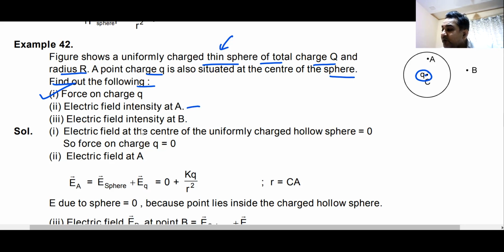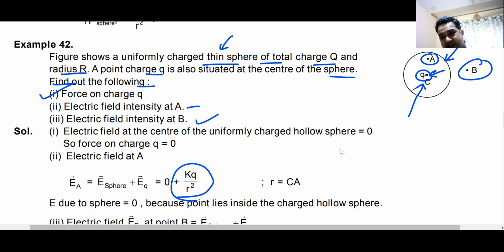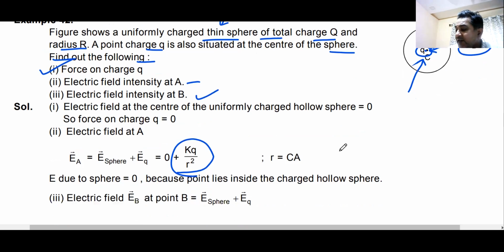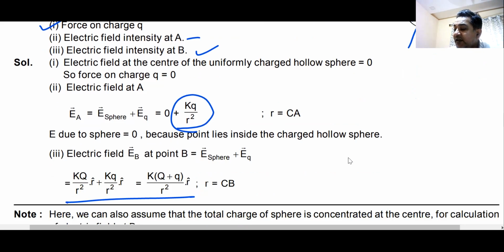What is the electric field at point A? If you want to find out the electric field at point A, it will be only created by this charge, because inside, because of this shell, the electric field is 0. So you just find out the field due to this charge and you have the answer as kq by r square. Outside, if you want to find out electric field, find the electric field due to this shell, superimpose the electric field due to this small point charge, and you will have the answer. Yes or no? We understand this?